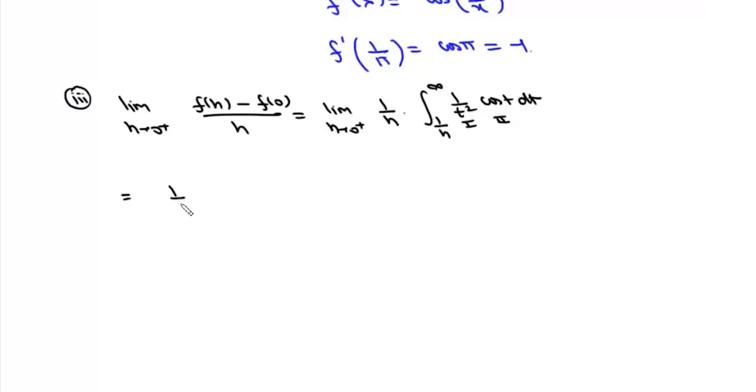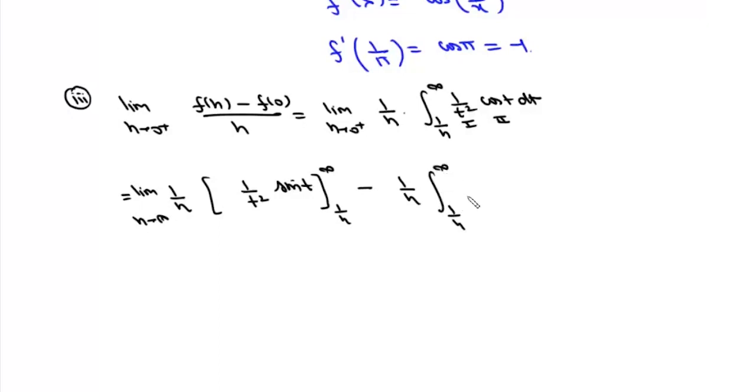Now we can write this as 1 upon h, and here it'll be 1 upon t square sin t from 1 by h to infinite, limit h tends to 0, and minus here will be this 1 by h integral from 1 upon h to infinite, here will be minus 2 upon t cube, and here will be this sin t dt. Now if we put t as infinite, it will be 1 upon infinite and oscillating value minus 1 to 1, so it will be 0.